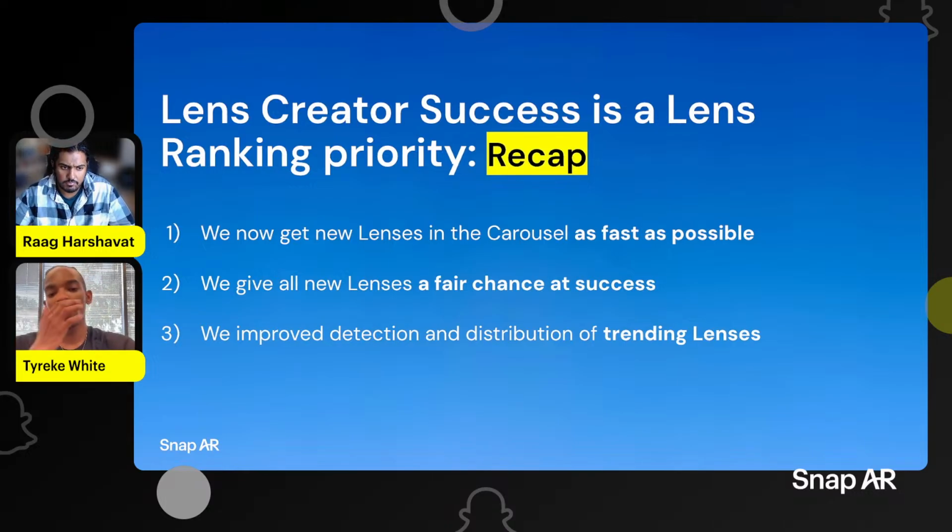And number 3, we've improved our detection and distribution of trending lenses. And so you all may find that as you build lenses within this Lensathon towards a trend or a theme, that lens is probably more likely to be successful, because we pick up on these trends and surface them even quicker than some of the other types of lenses. Okay, so that's a recap of ranking.